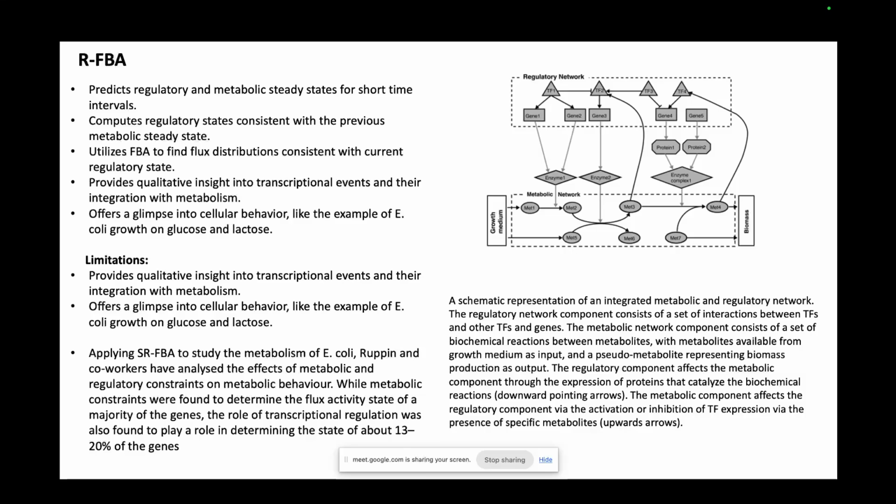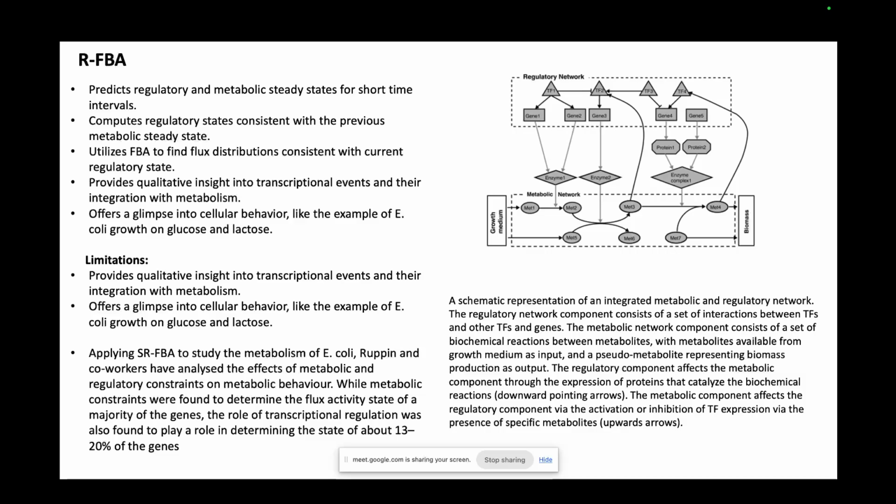But there are certain limitations. The limitation is that it provides qualitative insight into transcriptional events, but it does not provide quantitatively how much increase or how much decrease can happen due to these regulatory constraints. Right? Okay, so here I've used the term SRFBA.